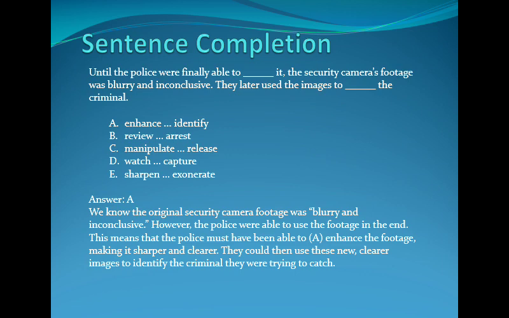Okay. So these are the types of questions that come in sentence completion.